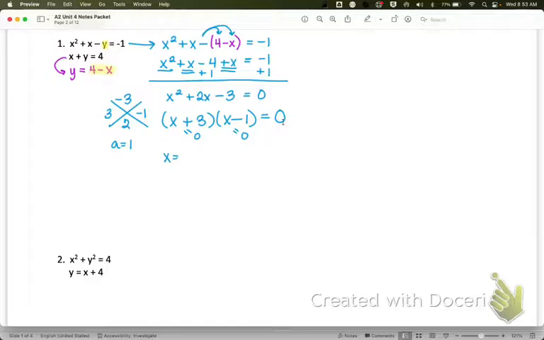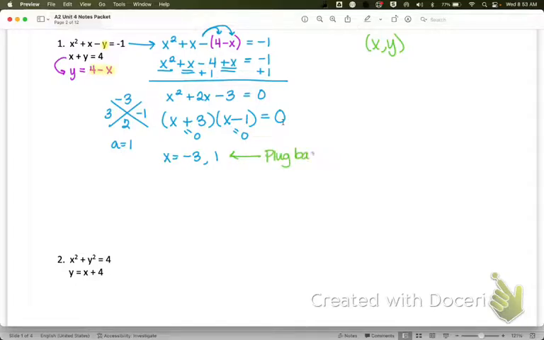That would mean that x has to be negative 3 or x has to be positive 1. So we are halfway done, because remember with systems, we want our answer to be an ordered pair, x, y. We want to know where they intersect. And so we have the x's. Now we need to take these x's and plug back in.